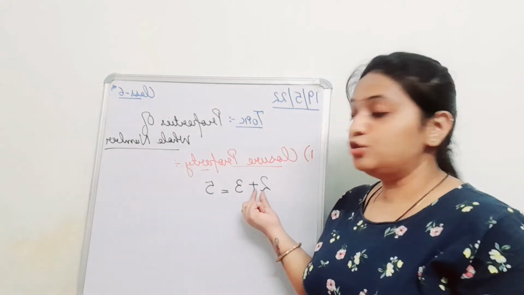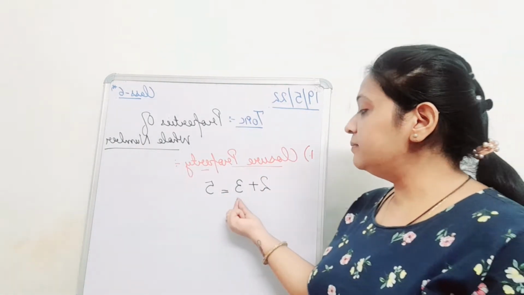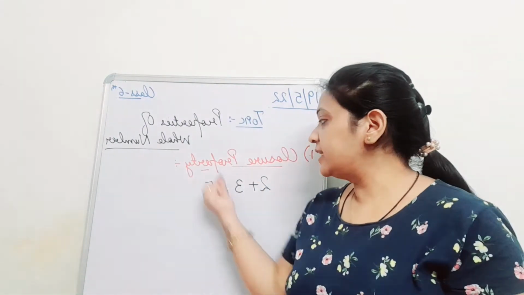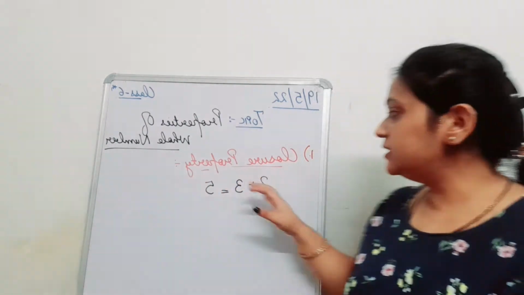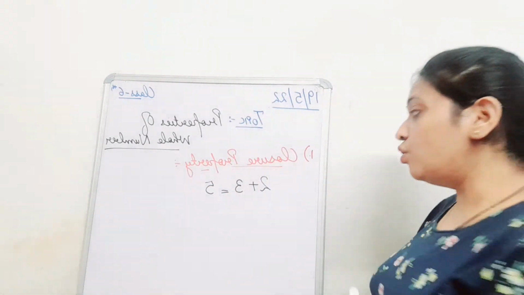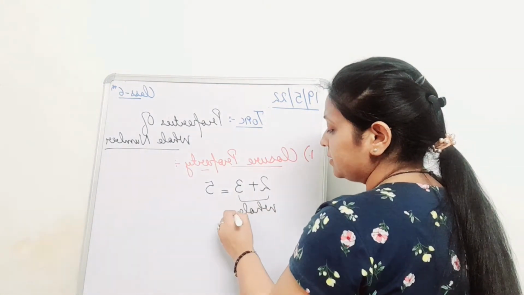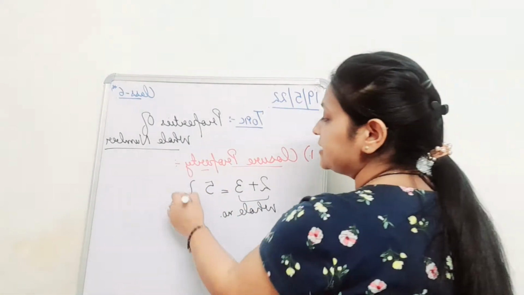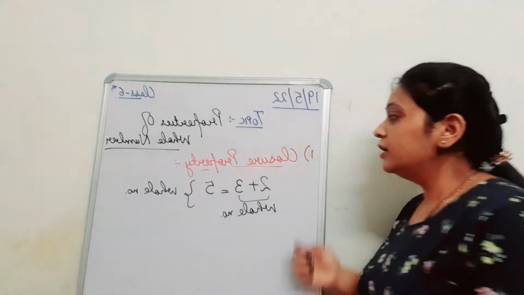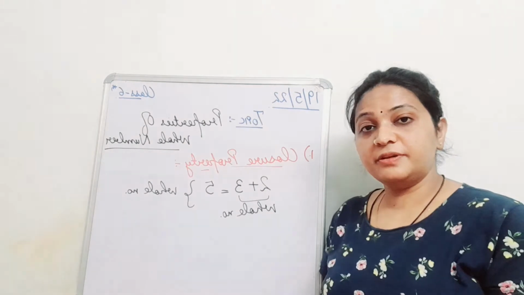3 is a whole number. Similarly, if I add 2 plus 3, we get 5. 2 is a whole number, 3 is a whole number. So when we add two whole numbers, we always get a whole number. This is the closure property of addition of whole numbers. I think this is understood to everybody.